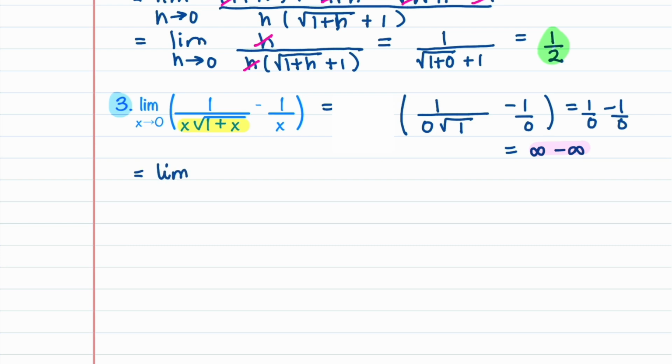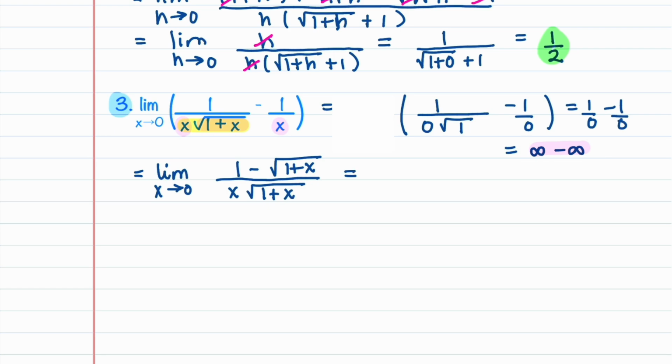We have the limit as x goes to 0. Let's write our denominator first. We have x square root 1 plus x. On the left, we have a 1. And for our term on the right, we only have an x. So we need a square root of 1 plus x. So we're going to subtract square root 1 plus x.